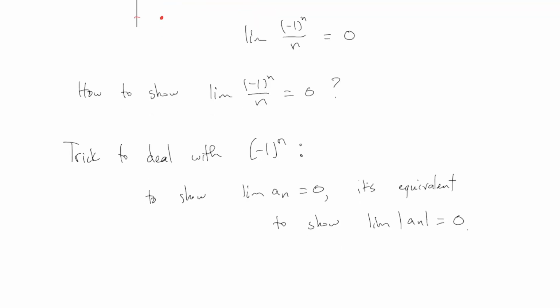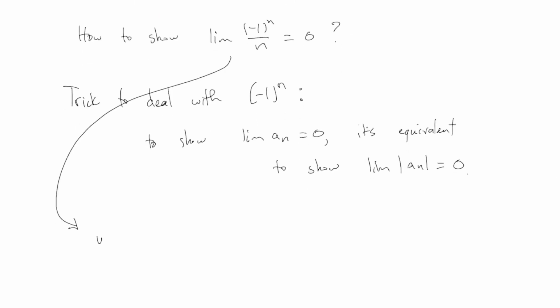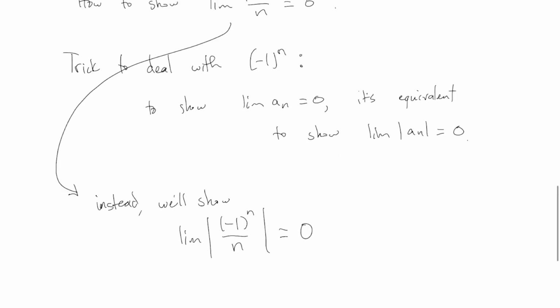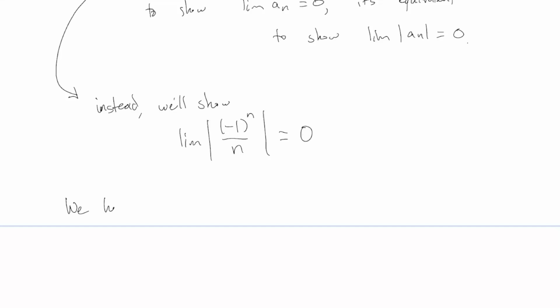So how to show this limit equals 0? I'll just say, instead, we'll show that the limit of the absolute values is 0. Usually I don't really like absolute values because sometimes they're hard to understand, but this is actually much easier. Instead, we'll show that this equals 0. And that is a lot easier in this particular example. So here's how we show that. The limit of the absolute value of -1 to the n over n, right?